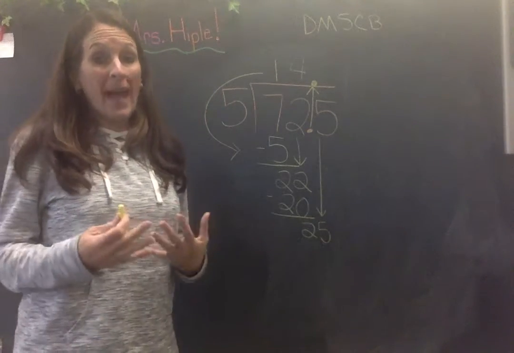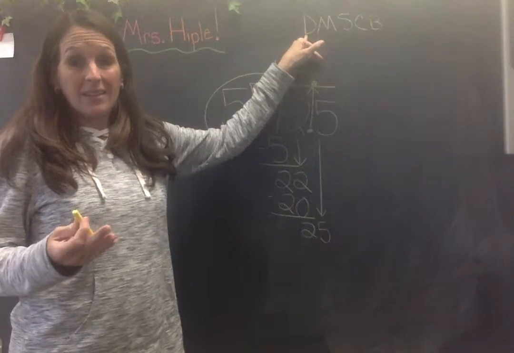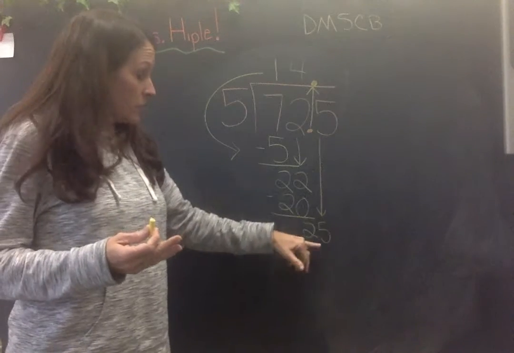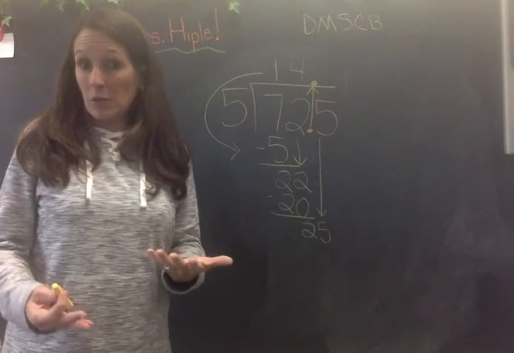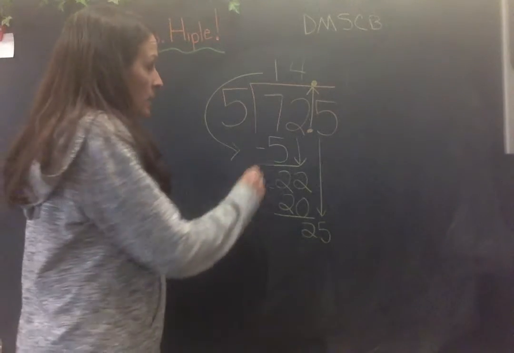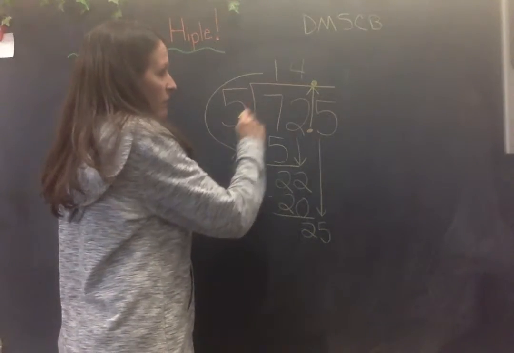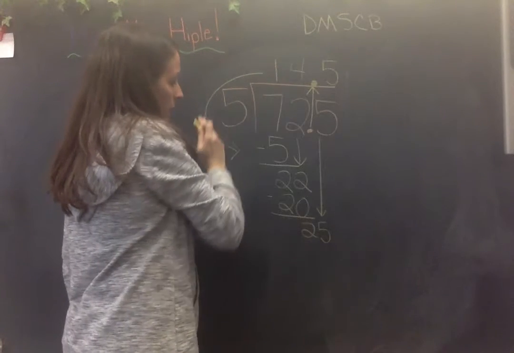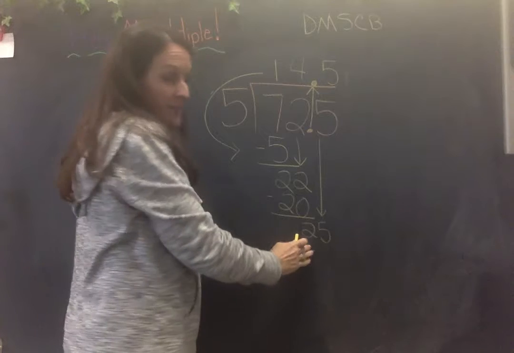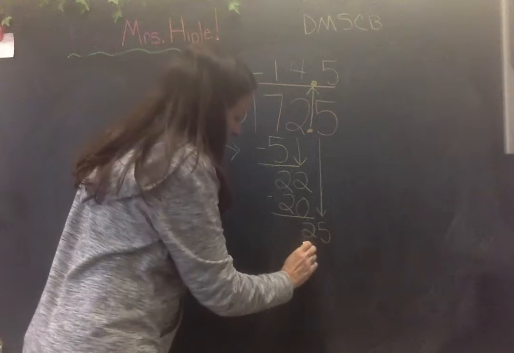So I go back to dividing. So what is 25 divided by 5? It's 5. And this one goes in evenly, so that works out really well. So 25 divided by 5 is 5. Answers go on the top. Multiply around. 5 times 5 is 25.